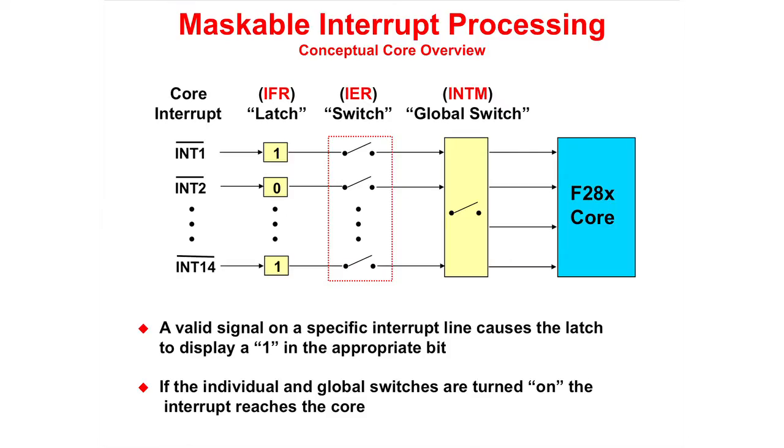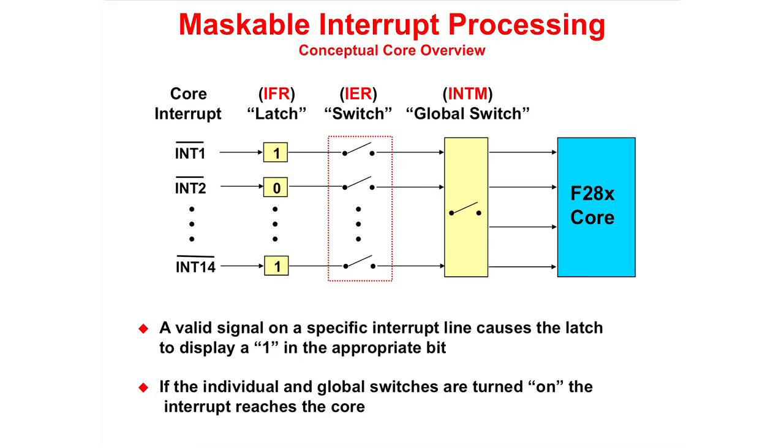The internal interrupt sources include the general purpose timers 0, 1, and 2, and all of the peripherals on the device. External interrupt sources include the three external interrupt lines, the trip zones, and the external reset pin. The core has 14 interrupt lines. As you can see, the number of interrupt sources exceeds the number of interrupt lines on the core. The PIE or peripheral interrupt expansion block is connected to the core interrupt lines 1 through 12. This block manages and expands the 12 core interrupt lines, allowing up to 96 possible interrupt sources.